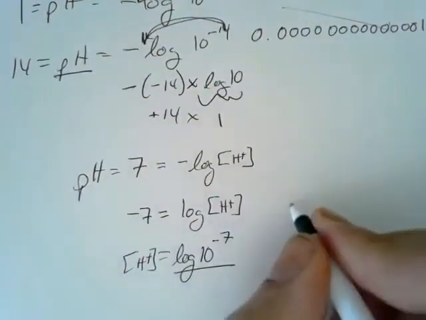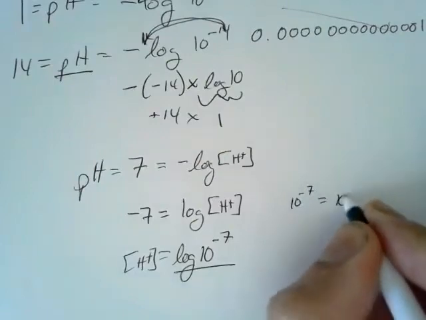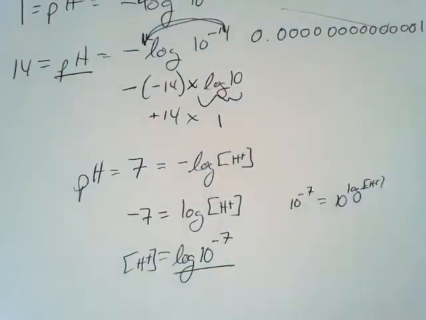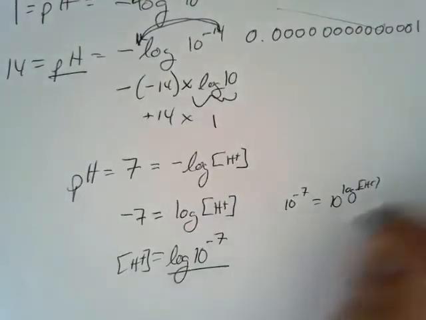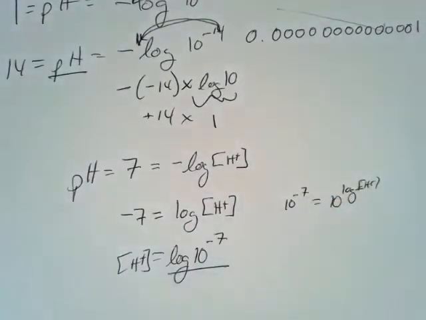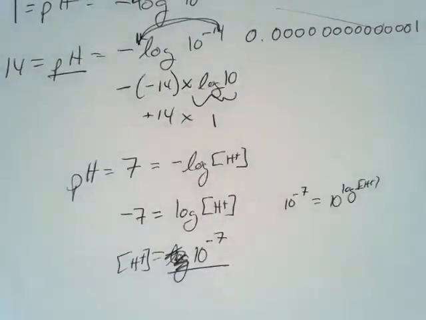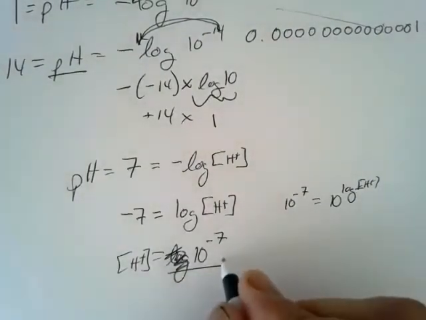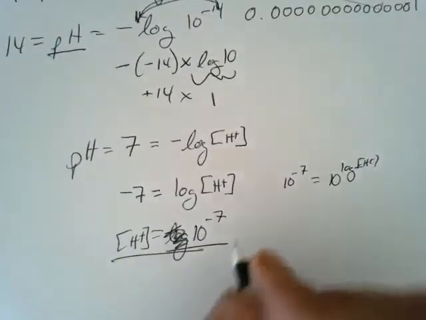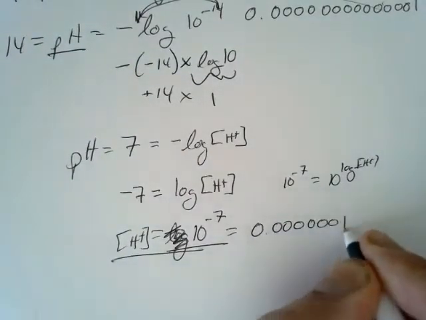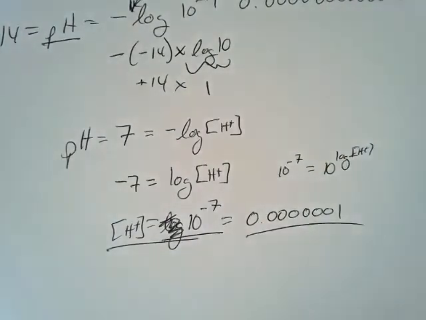To cancel the log, we have to take both sides, take 10 and raise it to both sides. You might have seen that operation. So the H plus concentration here is 10 to the minus 7, not the log of 10 to the minus 7. H plus is just 10 to the minus 7, or 0.00000001. Now, what's easier to say?